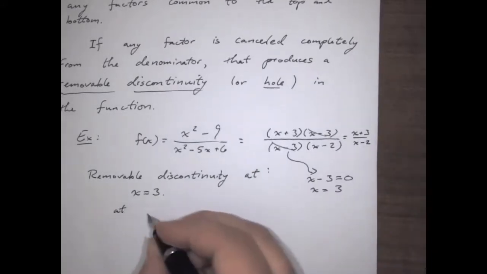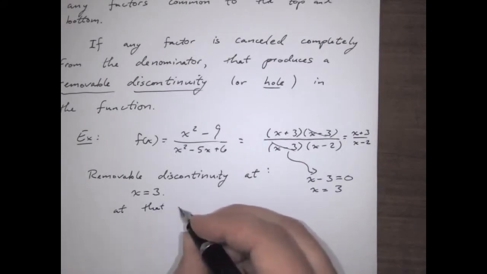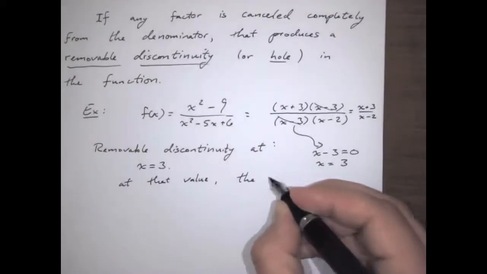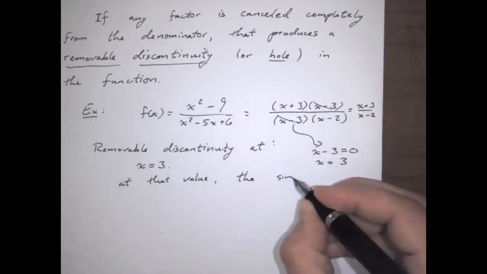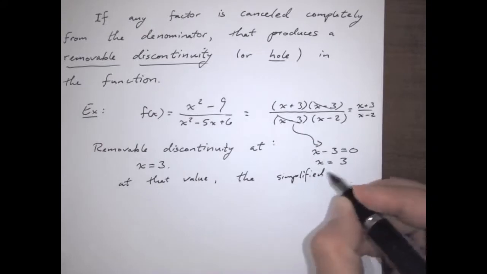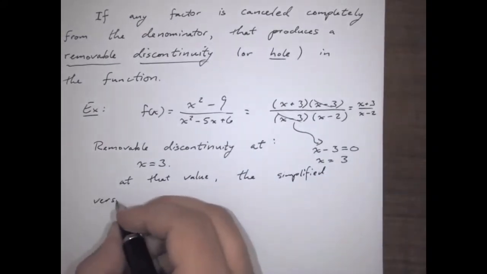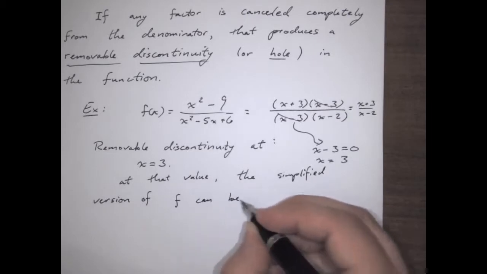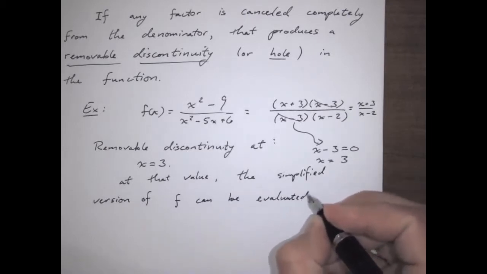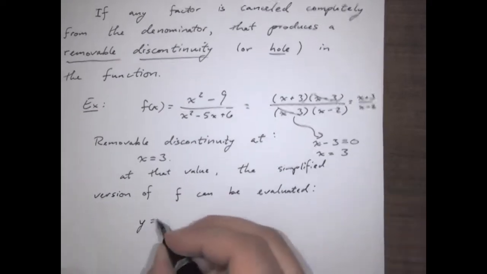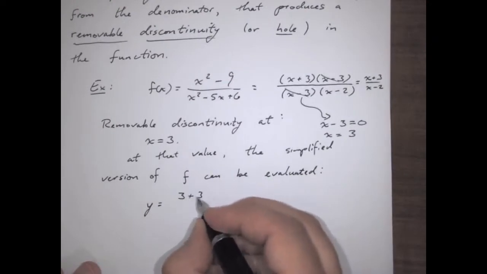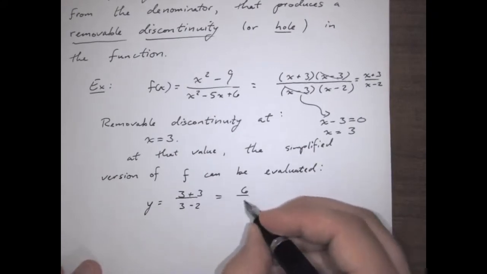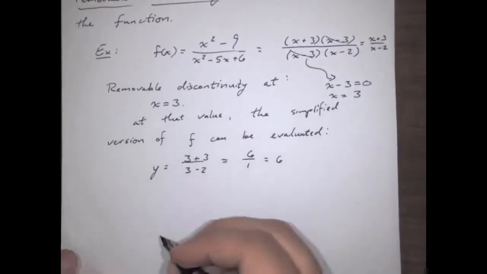So at that value, the simplified version of f can be evaluated. And so we would get a y that equals 3 plus 3 over 3 minus 2, which will give us 6 over 1, or in other words, just 6. So then what that means is there's a point.